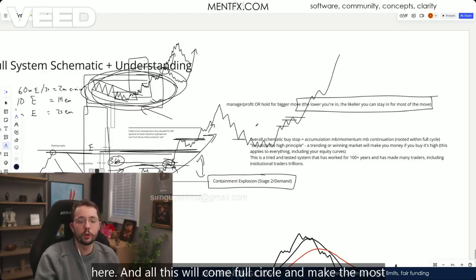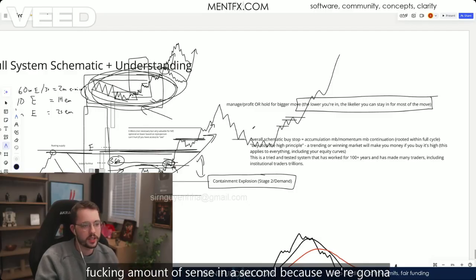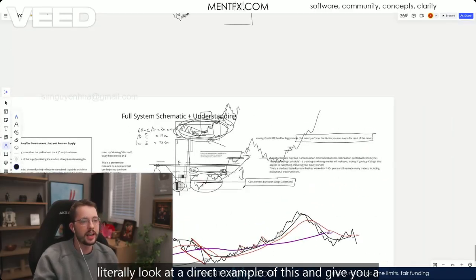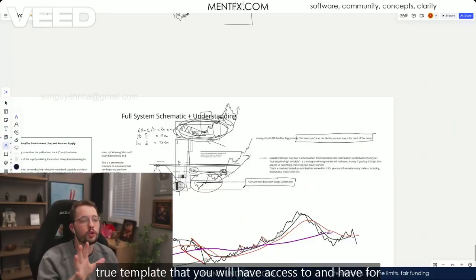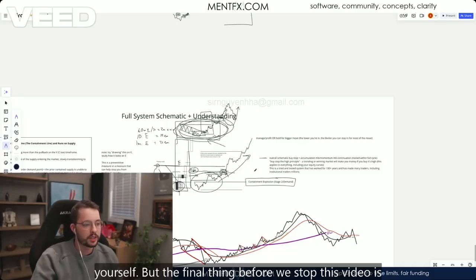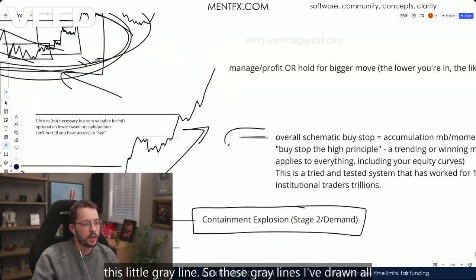And all this will come full circle and make the most amount of sense in a second, because we're going to literally look at a direct example of this and give you a true template that you will have access to and have for yourself. But the final thing before we stop this video is this little gray line.